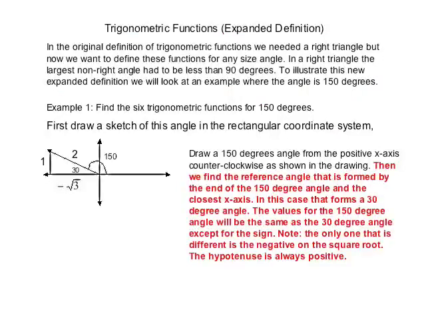The values for the 150 degree angle will be the same as the 30 degree angle except for the sign. Note, the only one that is different is the negative on the square root. The 2 along the hypotenuse will always be positive because it's the radius vector. The other ones will have the sign according to the sign of the x and y axis. So it's a negative square root of 3 because it's in the negative x direction, and 1 is positive because it's in the positive y direction.